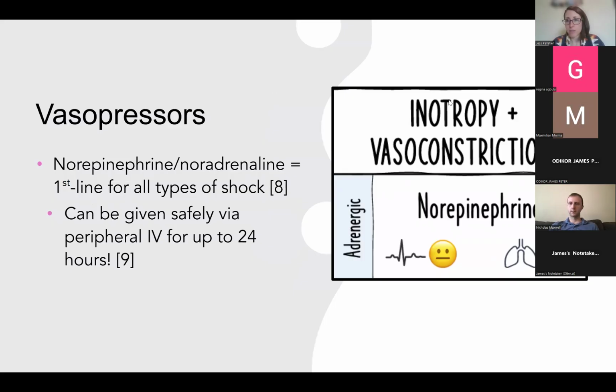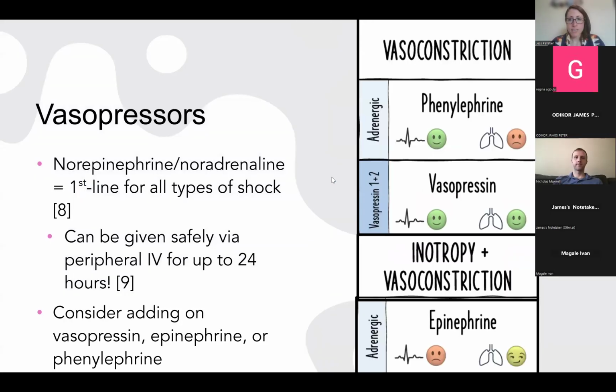So a lot of us will not have the ability to get a central venous access in our settings. And so just remember that you can give this via a peripheral IV as long as it's a pretty good IV. And intraosseous access is great. You can give everything through an IO just like you can through an IV. For second line agents, you can consider adding on things like vasopressin, epinephrine, or phenylephrine for your septic shock patient if you have those available to you.